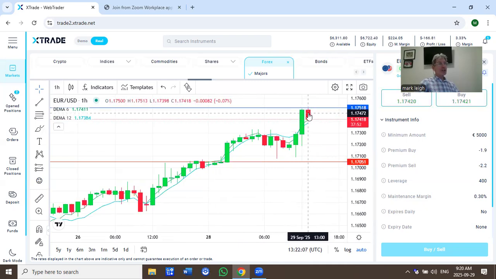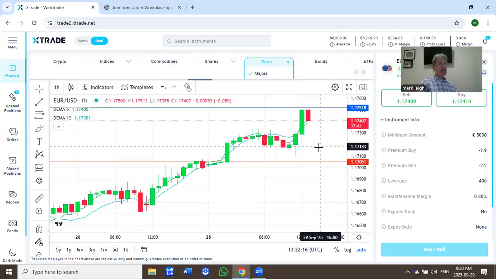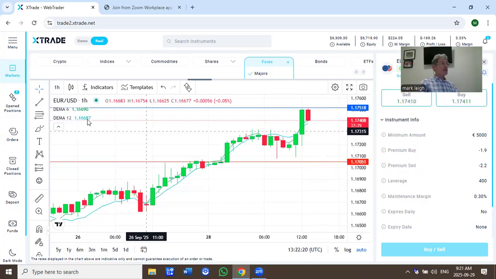We'll see whether sellers of euro, buyers of US, if US dollar strength can continue as the US session gets underway, and they'll be looking down at 117.05, the support level.